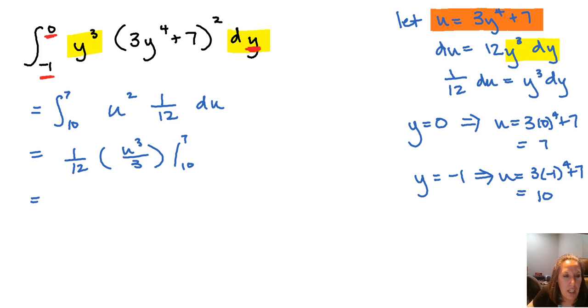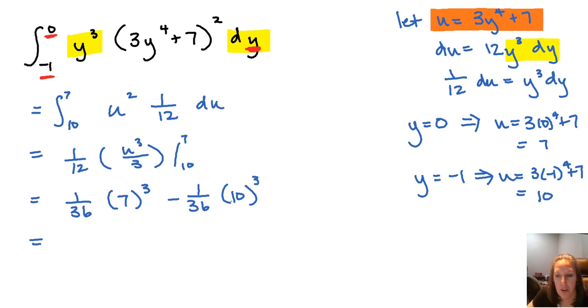All right, so if we plug in that 1/12 times 1/3, that's going to simplify to 1/36. Plugging in 7, minus 1/36, plugging in 10. And we do see that if you plug that in the calculator, the exact value is -73/4, which is the same thing as -18.25.